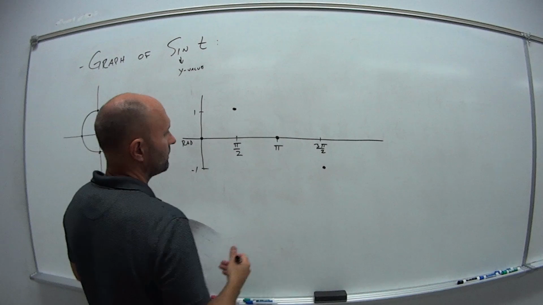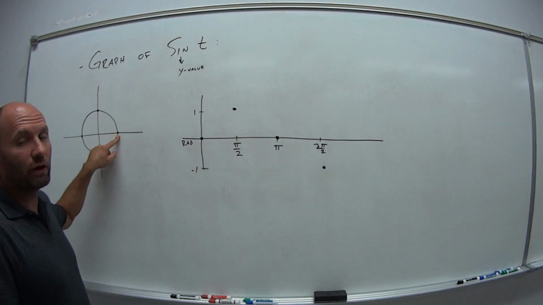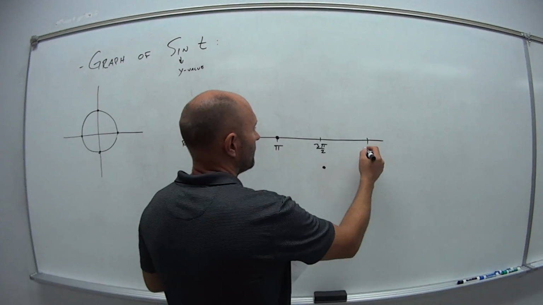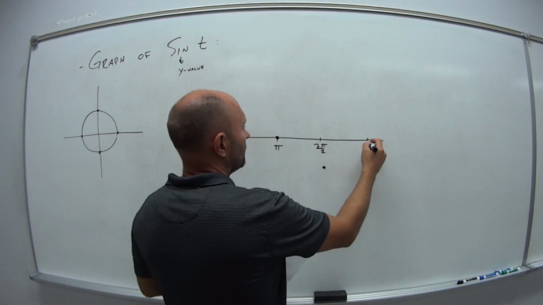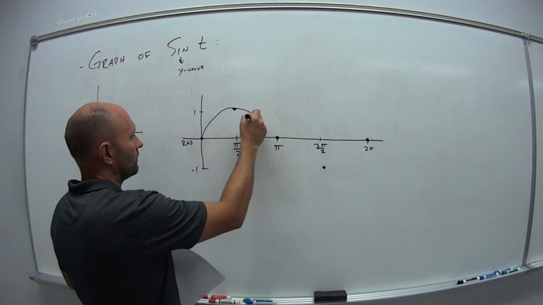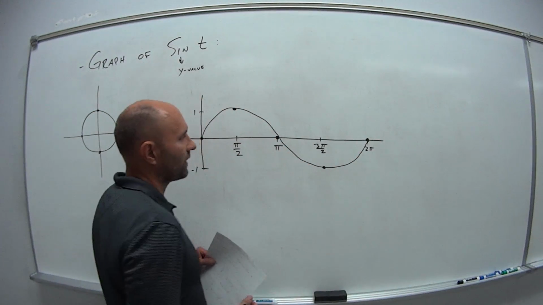That brings me down here. And now I come around, I've completed one entire period, one entire cycle, which gets me back to 2 pi and back to 0. So if I were to connect these dots, this gives me the graph of sine of t.